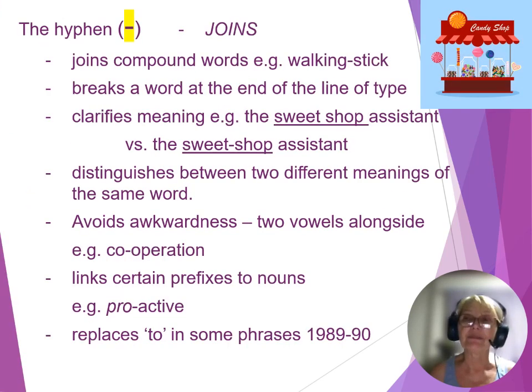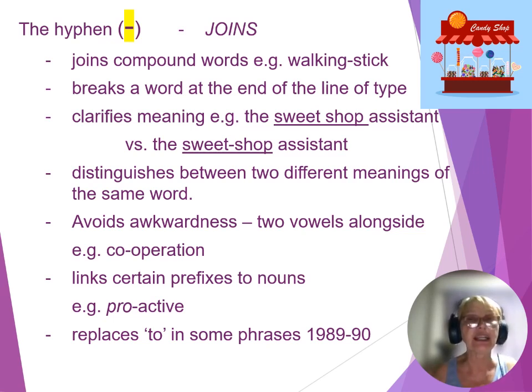The hyphen joins words together. Now, when we say joins, we think of there's no spaces between the hyphen. The hyphen's a little stripe. No spaces between it because the hyphen touches on the first letter of the second word and on the last letter of the first word. So then you find that they touch. There's no gaps in between, no spaces. It joins compound words like walking-stick. It can break a word at the end of the line.